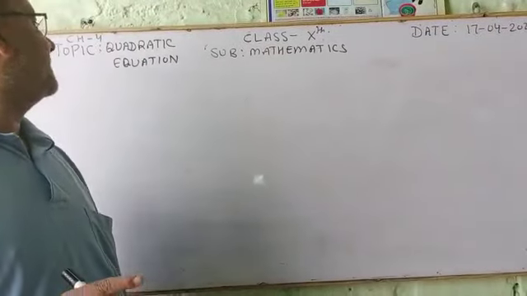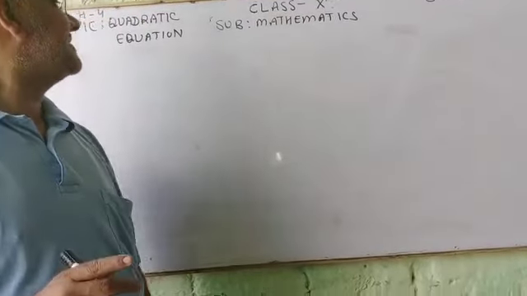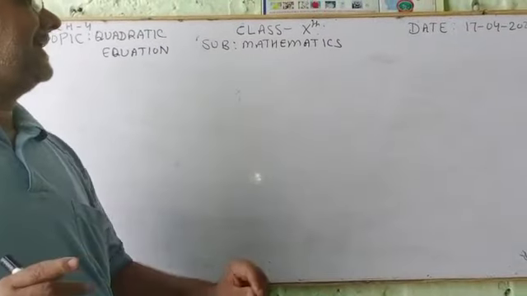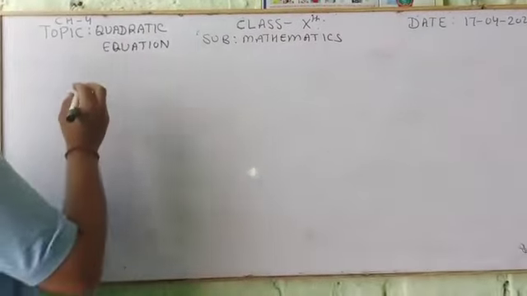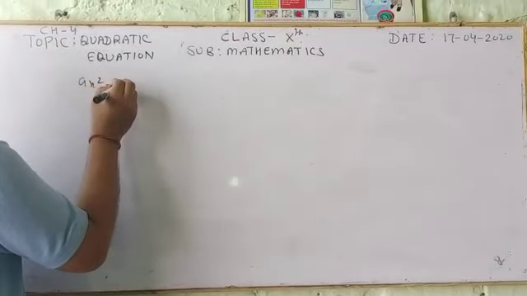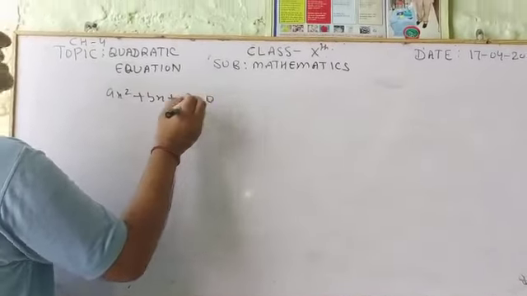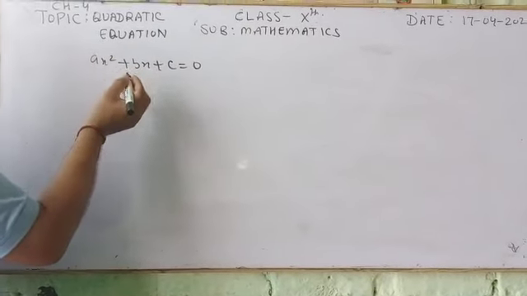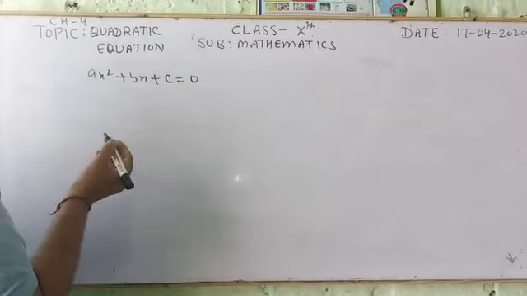Today's topic is quadratic equations. This topic is related to chapter number 4. In earlier classes, we took a quadratic equation ax square plus bx plus c, and found the value of x by the factorization method.